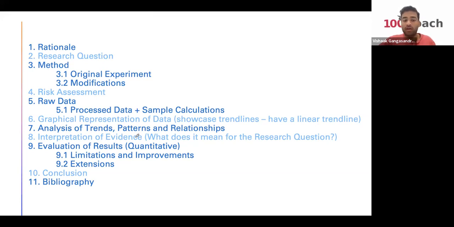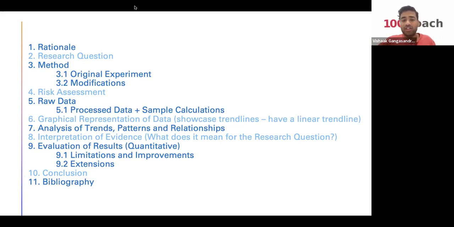This should actually be a good chunk of your actual experiment because the interpretation of evidence essentially shows you, okay, this is the evidence that we got. This is specific data, but what does it actually mean in relation to the research question, right? So sort of answering your research question through here and actually referring to the physics, chemistry, or biology content, like the actual phenomena and the content.